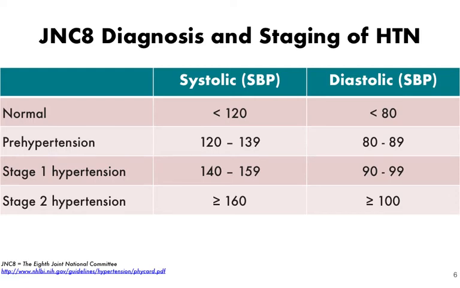So a patient who has average blood pressure readings ranging between 120 to 139 for systolic and between 80 and 89 for the diastolic can be considered in the pre-hypertension stage. And of course, going forward, stage 1 hypertension and stage 2 hypertension are outlined here as well.